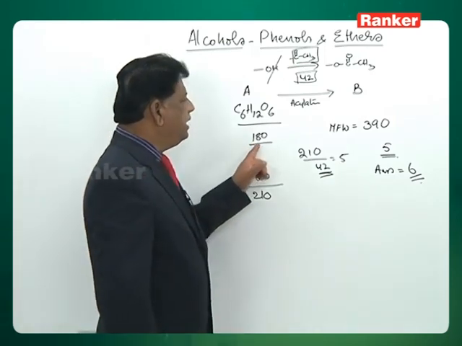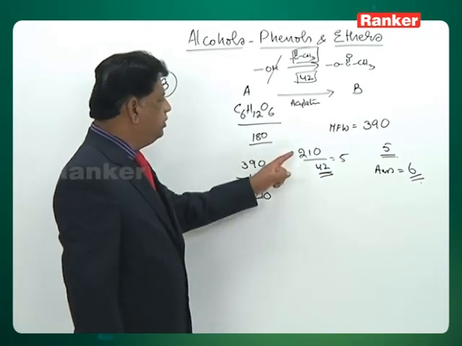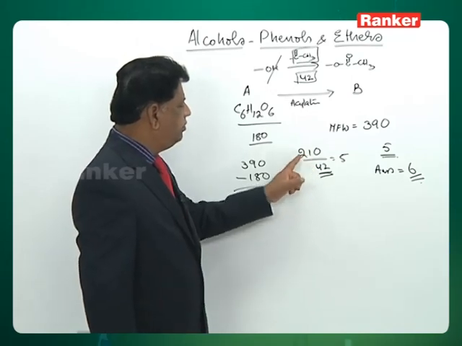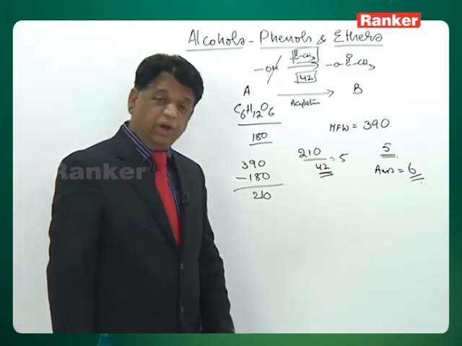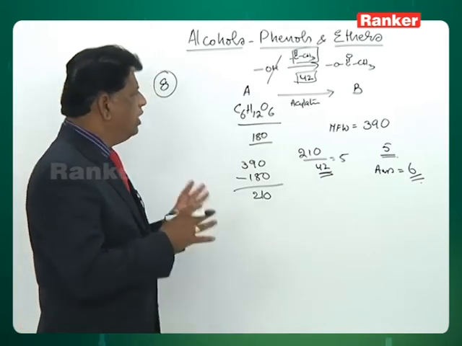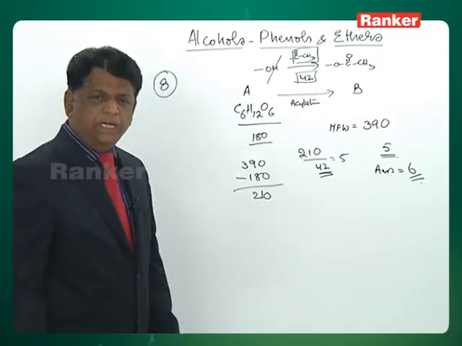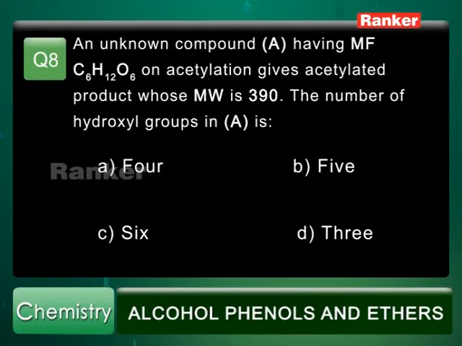So 180 increased to 390. So 390 minus 180 means 210 is increased. That 210 is increased by 42 for every group. So how many groups? 210 divided by 42 is 5. Therefore 5 OHs must be there. Glucose and fructose both have 5 hydroxy groups. Maybe it's glucose or fructose, but what A is, is not asked. Only how many OHs must be there is asked. So the answer is 5 OHs. Answer B is the right answer.